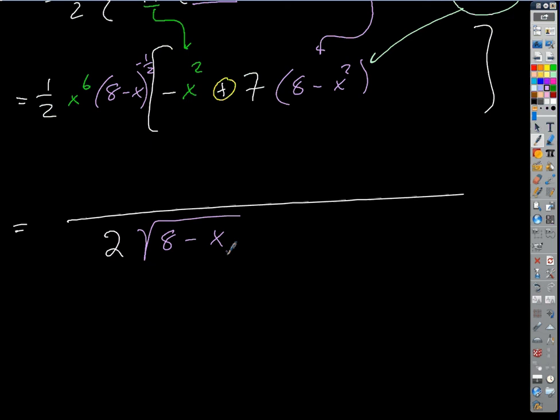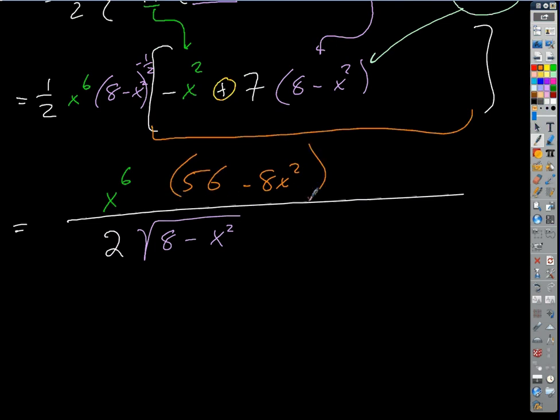That's supposed to be x squared. Okay, and the rest of the stuff is on top. So we're going to get an x to the 6th, and then everything in here, we could simplify, right? We could distribute the 7 and combine like terms, and what are we going to get? Negative x squared minus 7x squared is a negative 8x squared, and then I get a 56.